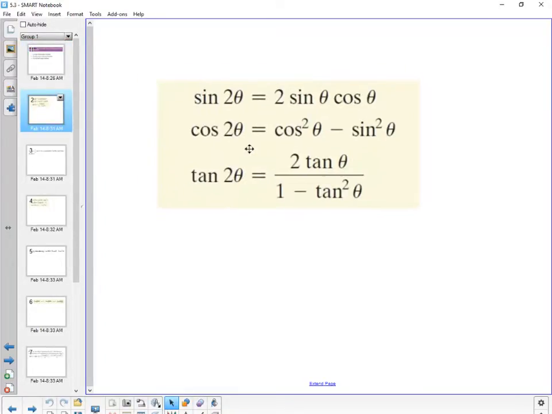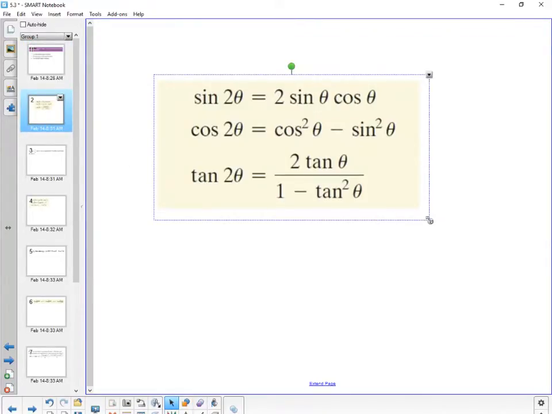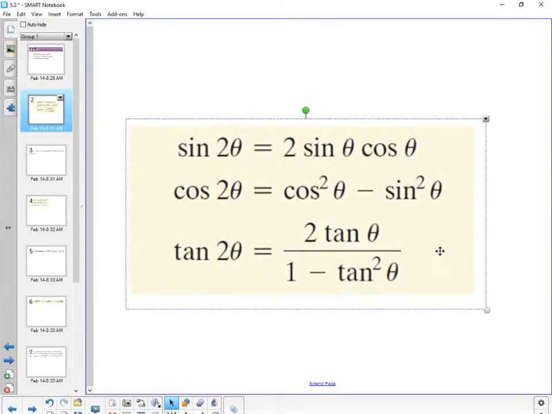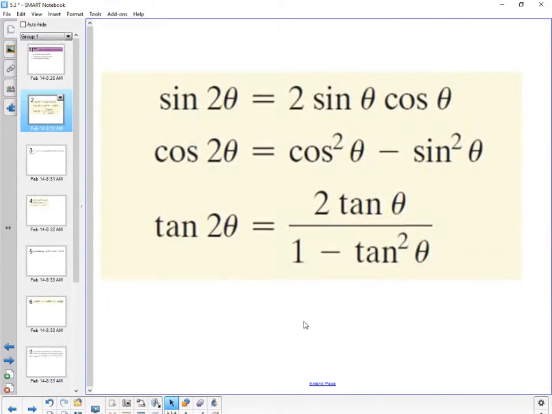Write these down. These are your double angle formulas. I try to make more space so that you can see them well. Sine 2 theta is equal to 2 times sine theta cosine theta. Cosine 2 theta will be cosine squared theta minus sine squared theta. And then tan 2 theta will give you 2 tan theta over 1 minus tan squared theta.